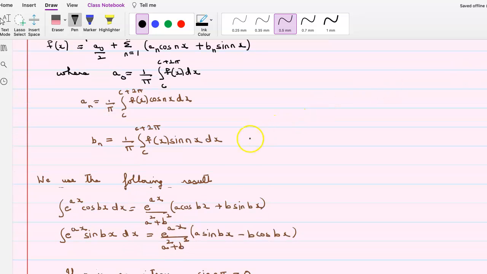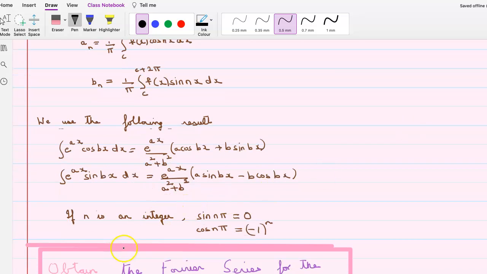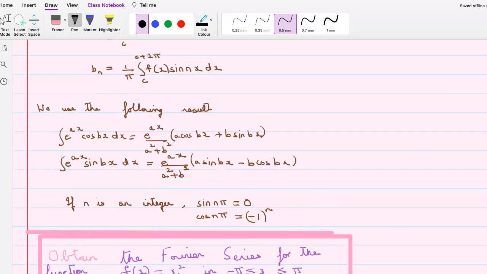And we use this result of integration that integral e raised to ax cos bx dx is e raised to ax by a squared plus b squared, a cos bx plus b sin bx, and integral e raised to ax sin bx dx is equal to e raised to ax by a squared plus b squared, a sin bx minus b cos bx. Again, if n is an integer, sin n pi is 0 and cos n pi is minus 1 raised to n. We'll start with a simple problem.